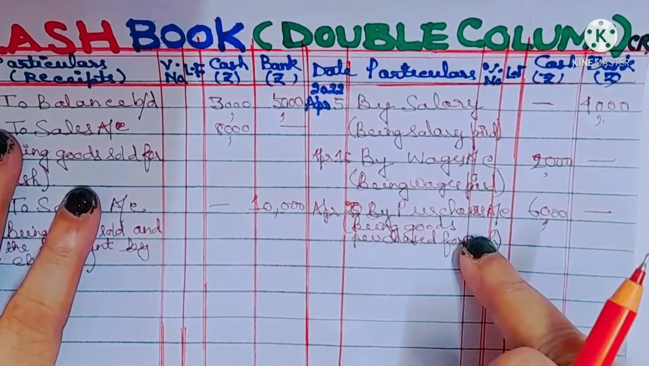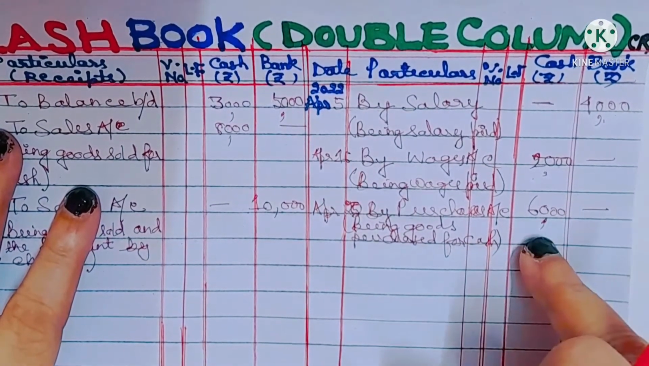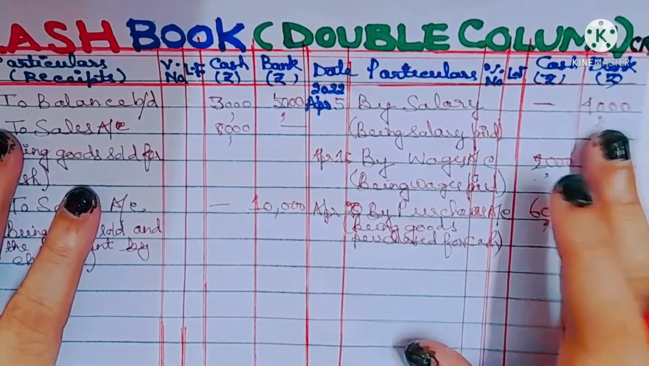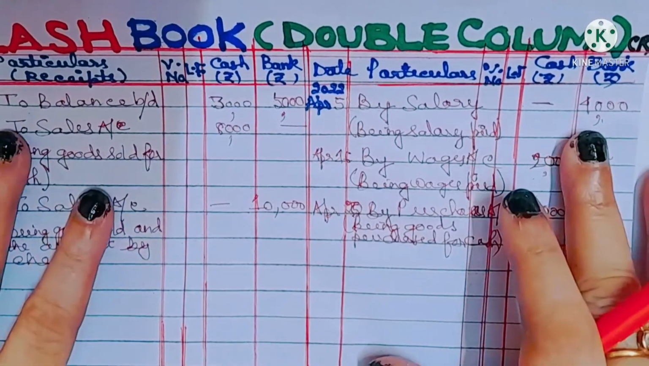Here, when goods are purchased, cash goes out from the business. So 6000 will be credited. Understood? Now let's see the next transaction.